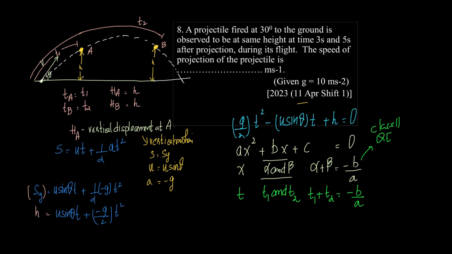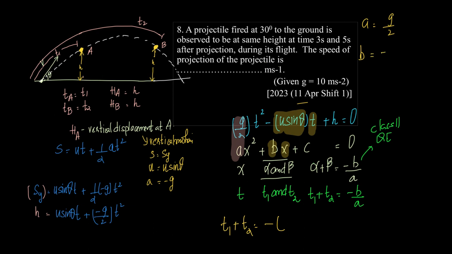So have a look here. g by 2 is a, right? So we have t corresponding to x here. So what is b? b is u sine theta. Therefore, we can write here that t1 plus t2 is equal to minus, what is the value of b? b here is minus u sine theta, right? So let's write down here: a is equal to g by 2, and b is equal to minus u sine theta.